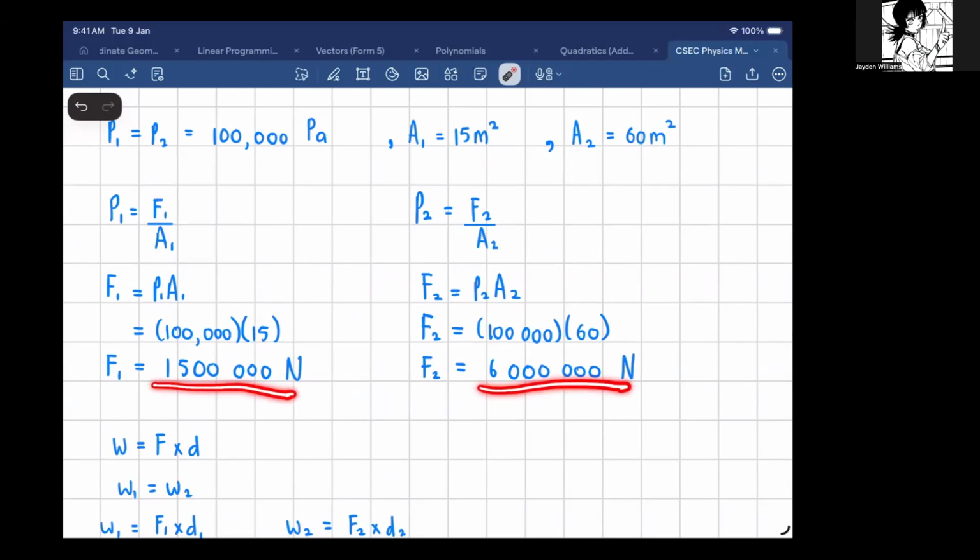Oh, we don't know. Yeah, we're not watching it. Where's the output force? Call it out. 6 million. Okay, and where's the input force? Oh, 1.5 million. Exactly. So tell me, is the input force more than the output force?